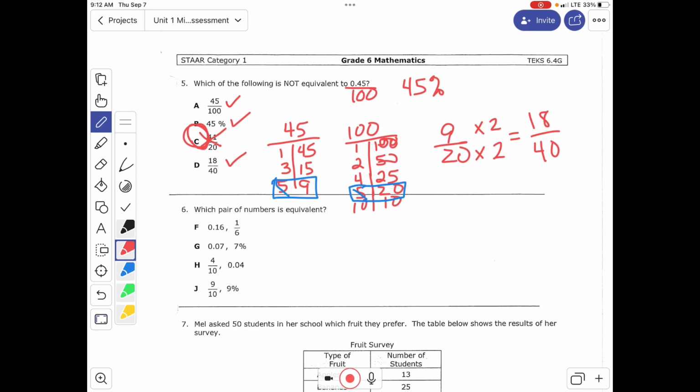Number 6. Which pair of numbers is equivalent? Well, the first one is 0.16. So if I try to divide that, put 1 in the house and 6 outside the house. And if I divide that, I kind of get 0.16, but then it keeps going. So the 6 keeps going. That means that this should have had a hat on top of it. And 6 does not have a hat on F, so he's wrong.